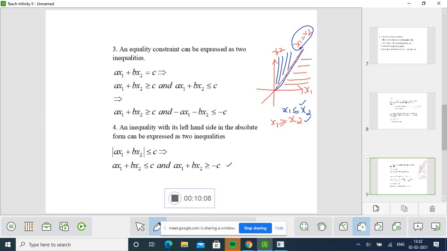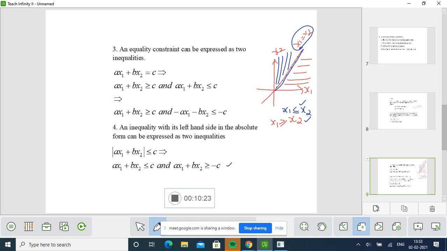Next, an inequality with its left hand side in the absolute form can be represented as two inequalities. What you will do, you will just make use of, once again, mod format.